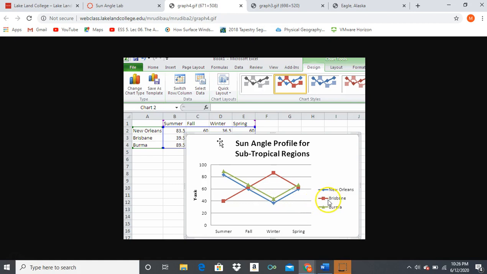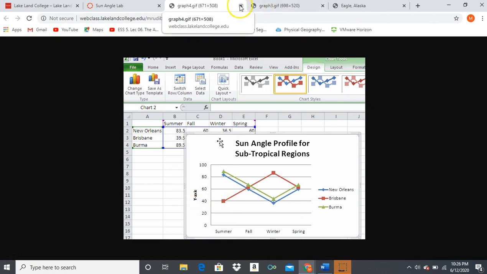So this tells us that Brisbane, Australia, and the other 2 cities must be in opposite hemispheres because their summer and winter sun angles are opposite. And this tells you that Burma is actually getting its warmest temperatures in what we would call winter, and it's getting its coldest temperatures when it is what we call summer in the northern hemisphere.